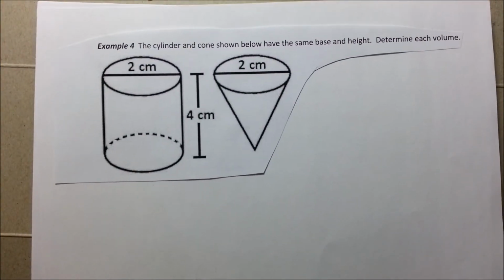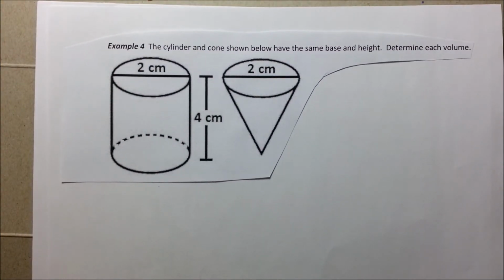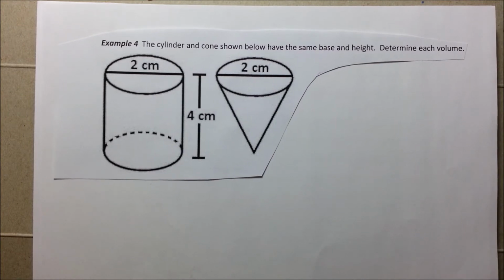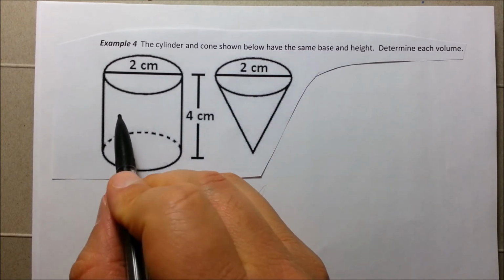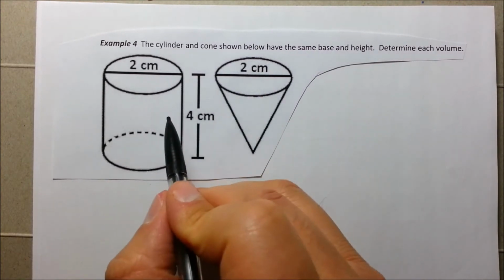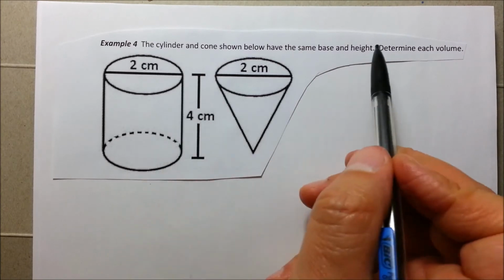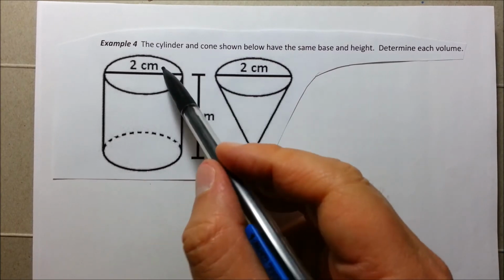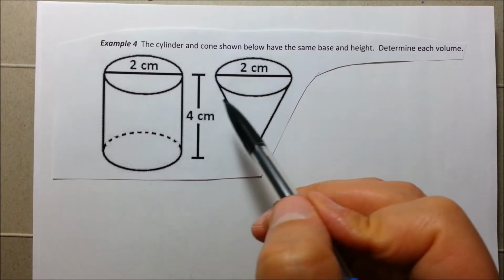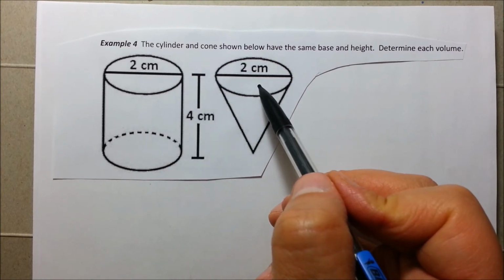Let's take a look at another example. Example 4. It says the cylinder and cone shown below have the same base and height. Determine each volume. So now if you recall the relationship between these two, there's a relationship. And if they're asking us to find the volume of each, once we find the volume of one, we can find the volume of the other one.